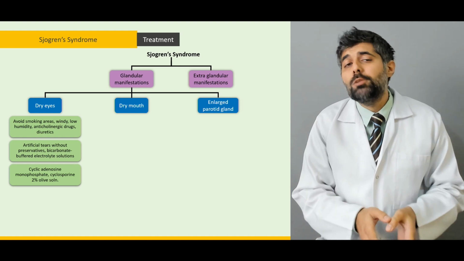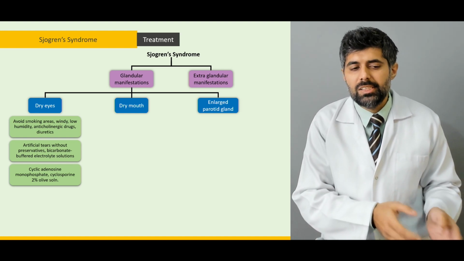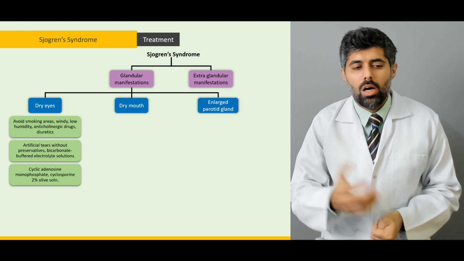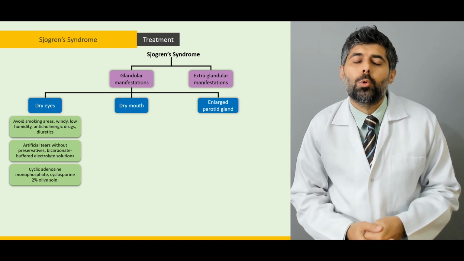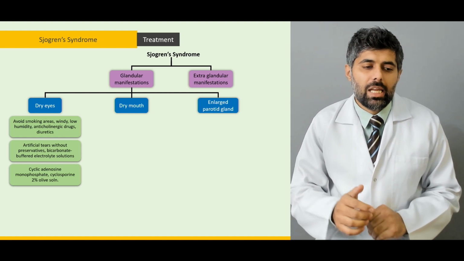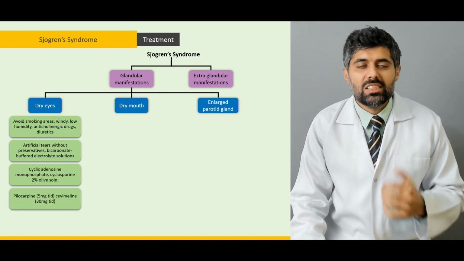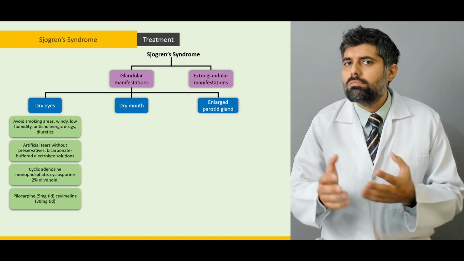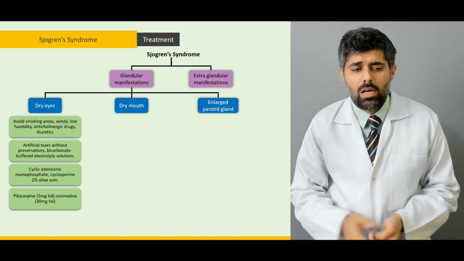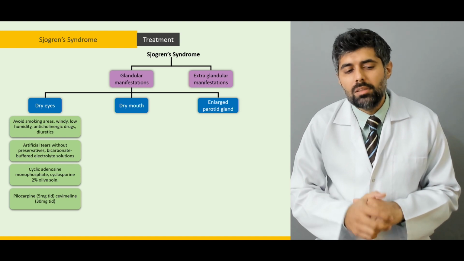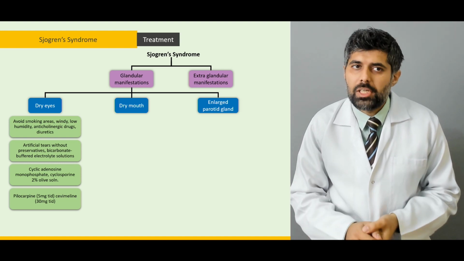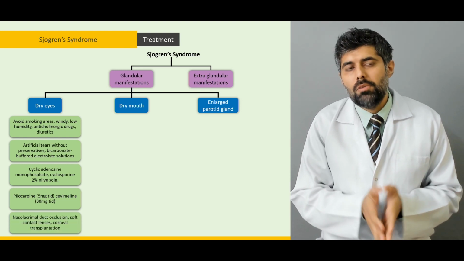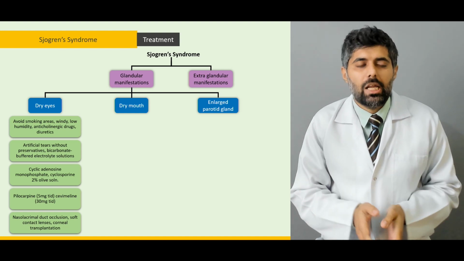Now, for local stimulation for dry eyes, we give cyclic adenosine monophosphate solution along with sometimes cyclosporin 2% solution in olive oil. For systemic stimulation for the dry eyes, we give pilocarpine 5 milligram 3 times a day, or sometimes even cevimeline 30 milligrams 3 times a day. As for the surgical options, we can even occlude the nasolacrimal duct.